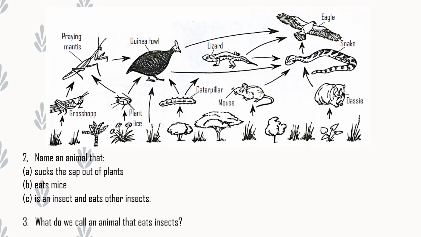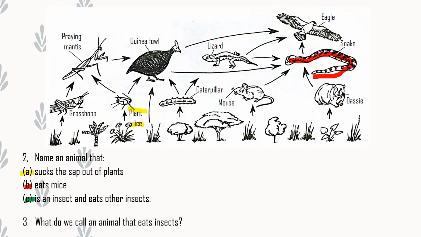Next, name the animal. So again, you're going to pause after you see the questions and then we'll mark. Name the animal that sucks the sap out of plants? What a strange question. So that would be the plant lice. That is question A. Question B, which organism will eat the mice? So there we have the mice, and the organism that eats the mice would be my snake.